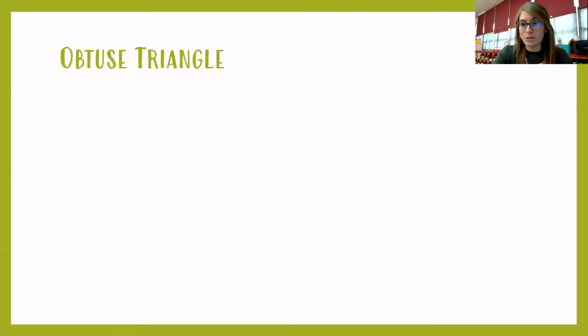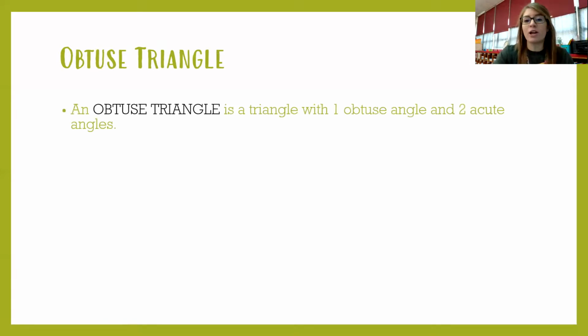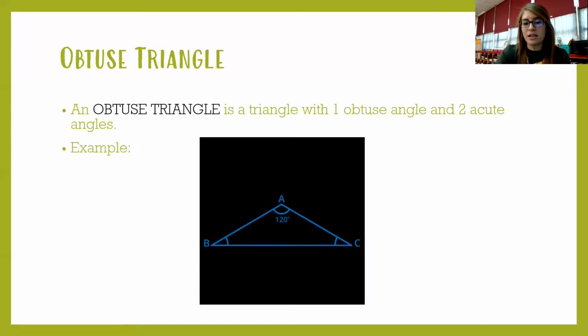We've got an obtuse triangle, which is a triangle with 1 obtuse angle and 2 acute angles to make up 3 total angles. And it looks like this. Here is the 1 obtuse angle of 120 degrees, greater than 90, and the 2 smaller acute angles.